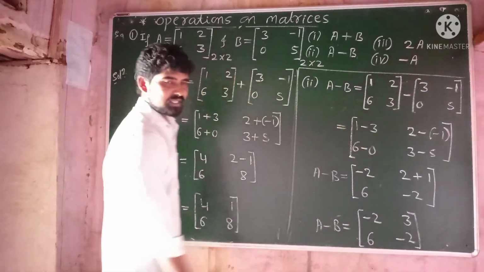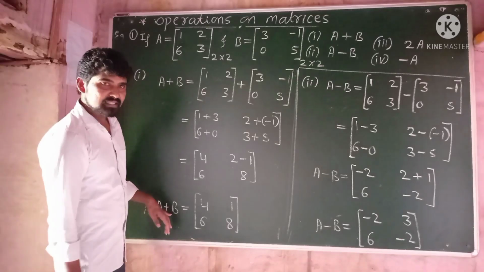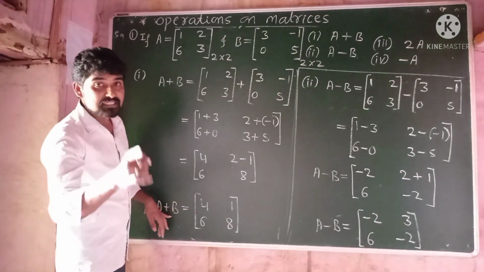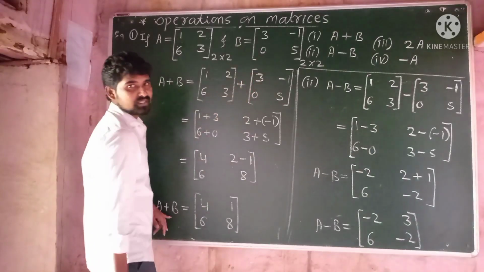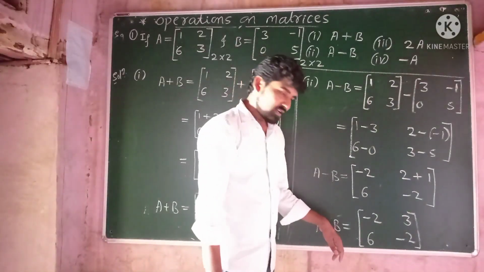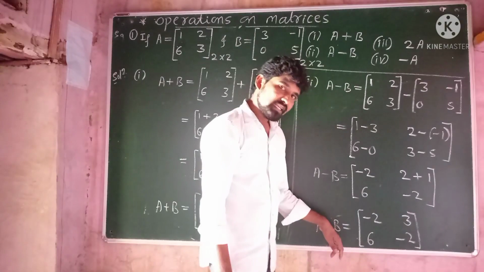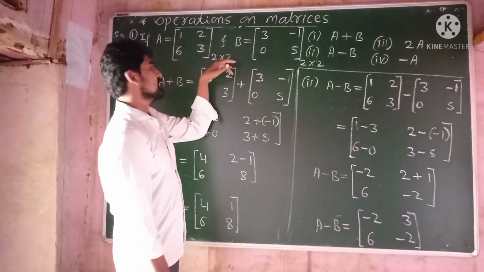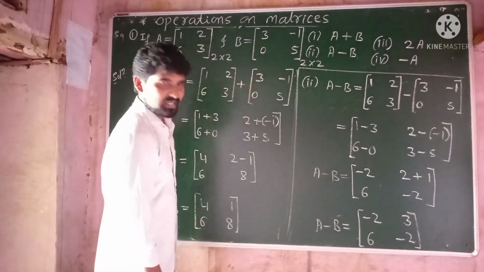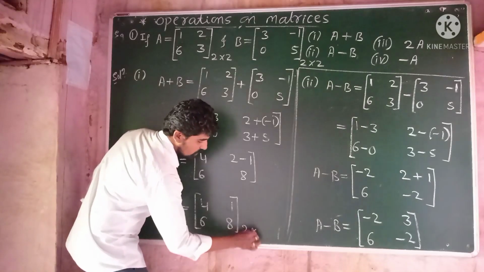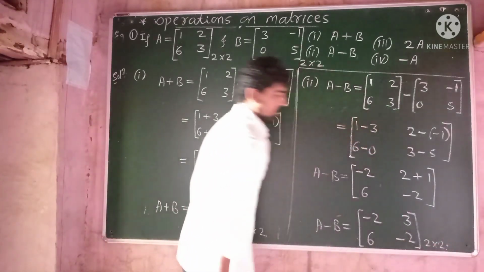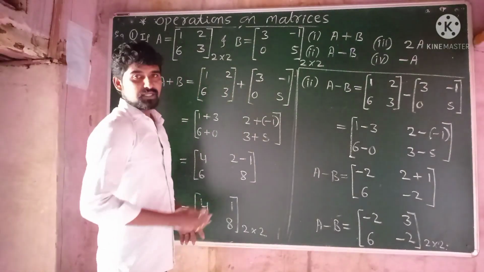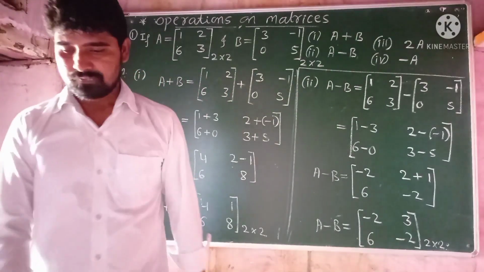And you just observe here, order of the matrix A plus B is same as the order of the matrix A as well as order of the matrix B. And order of the matrix A minus B is also same as order of the matrix A as well as order of the matrix B. That is what? 2 cross 2. I hope all of you understood. If possible, take a note.